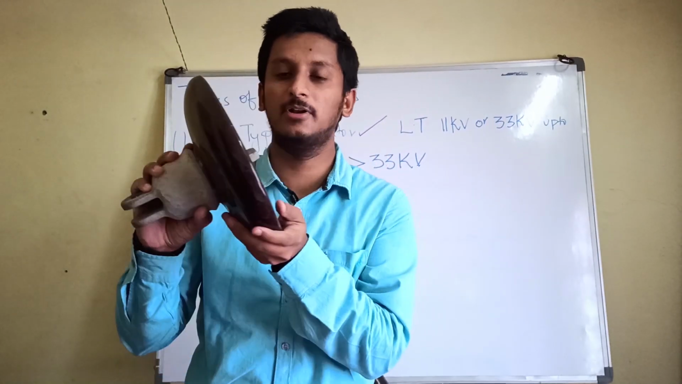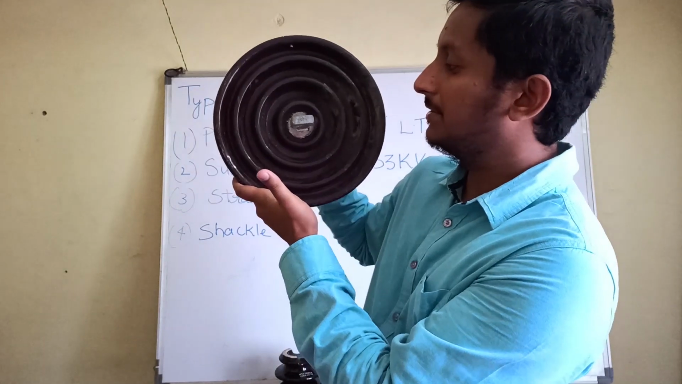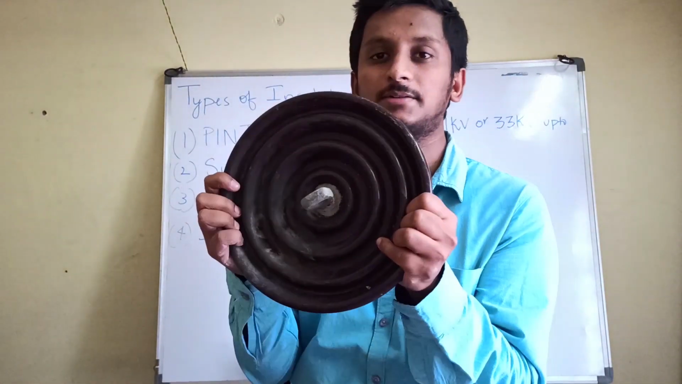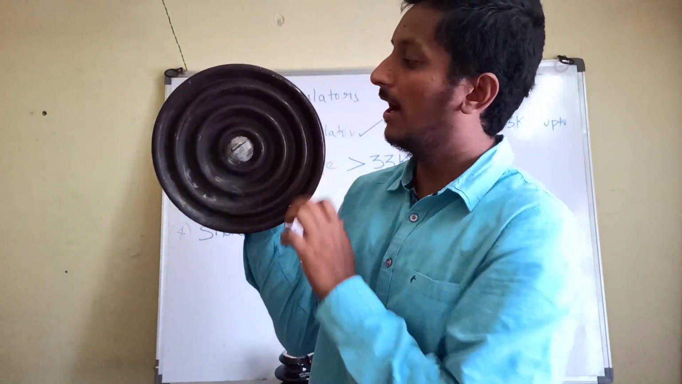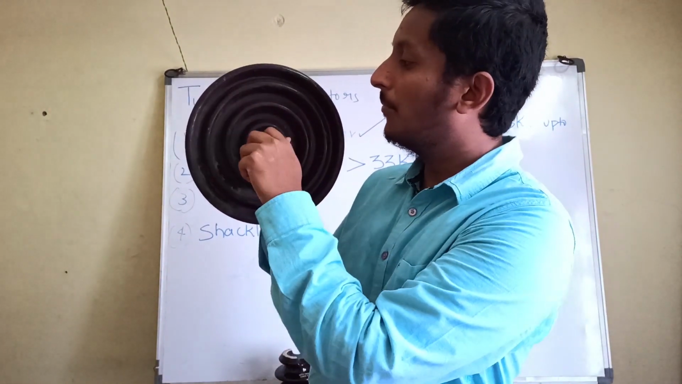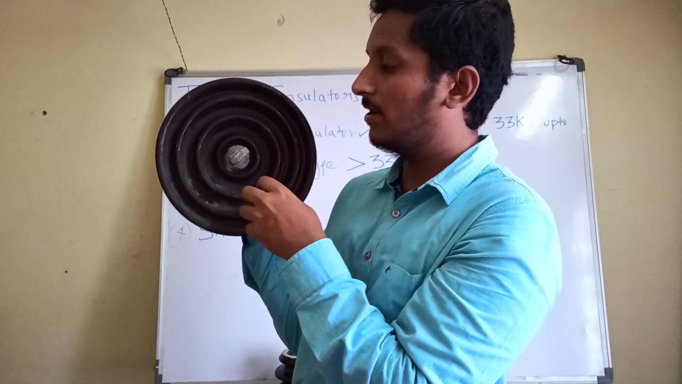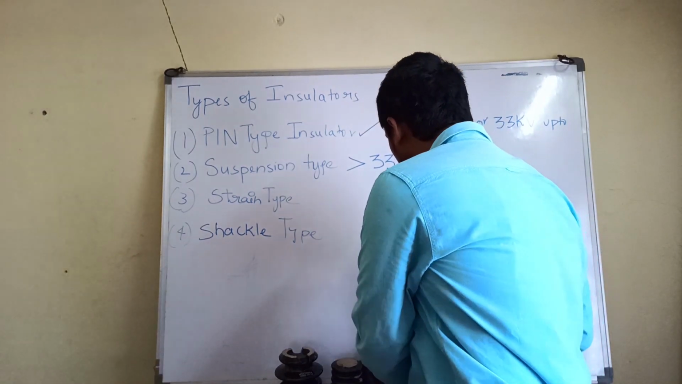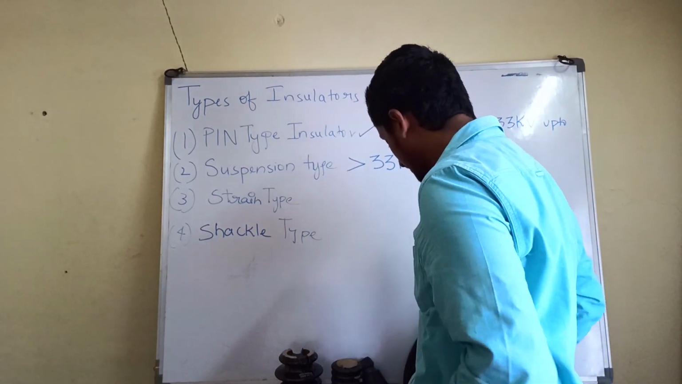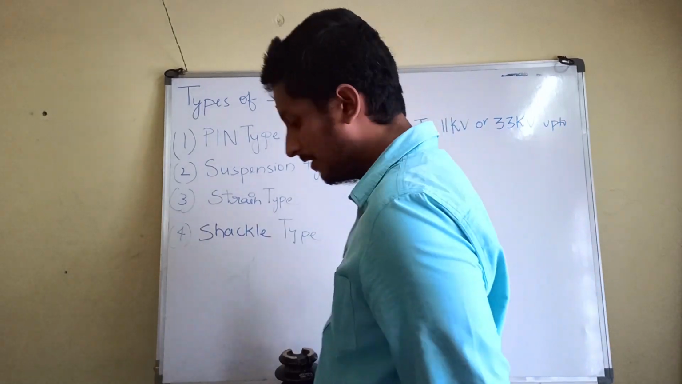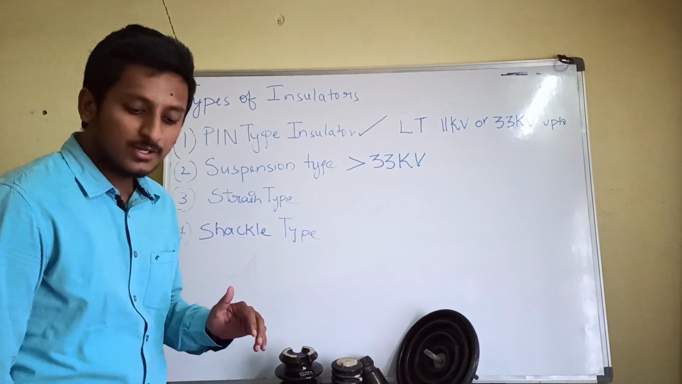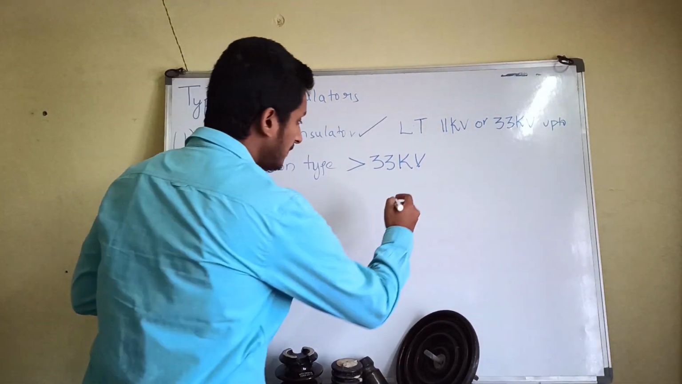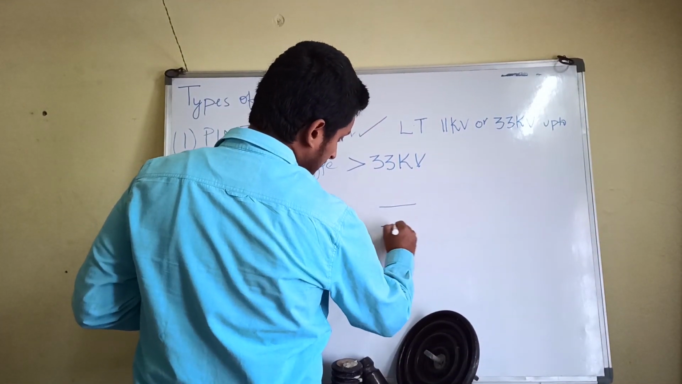The logic behind this is that the insulator shape will now change like this. Now you can observe that this is in the form of a disc, like this. Now the entire capacity of this insulator is 11 kV. What they do is take these 11 kV insulators and try to make them in the form of suspensions.